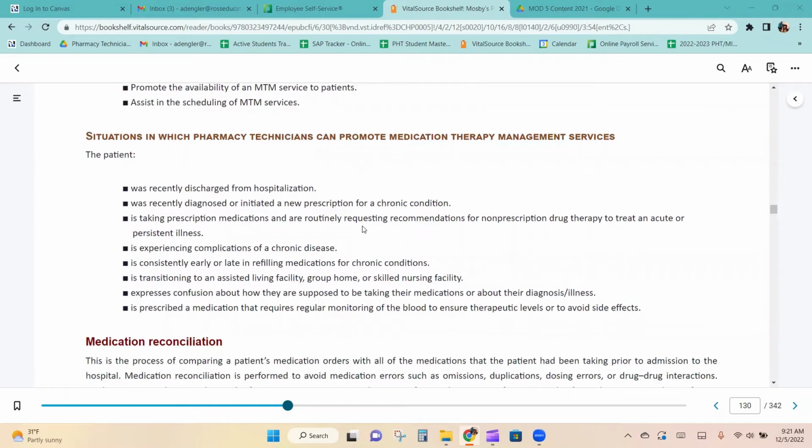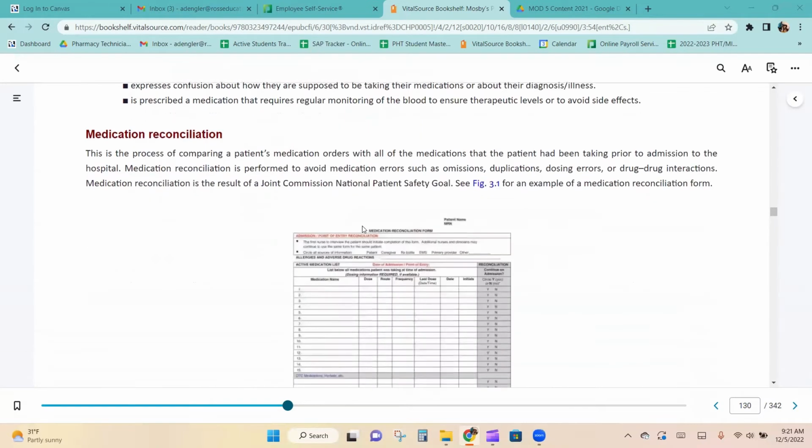These are situations when pharmacy technicians can promote medication therapy management services. So some patients are those recently discharged from hospitalization, experiencing complications of a chronic disease, or transitioning to an assisted living, group home, or skilled nursing facility.